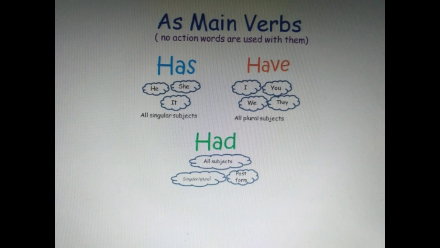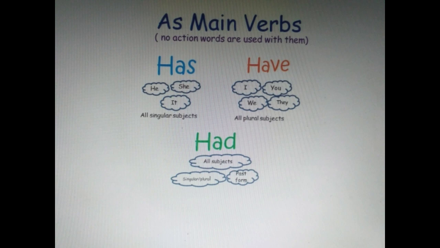Has is used for all singular subjects, for singular pronouns like he, she, and it. So we say he has, she has, and it has. Have is used for all plural subjects and for all plural pronouns like we and they. So we say we have, they have.